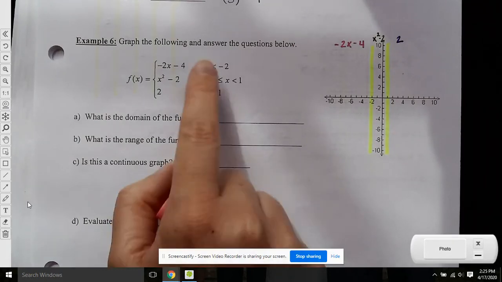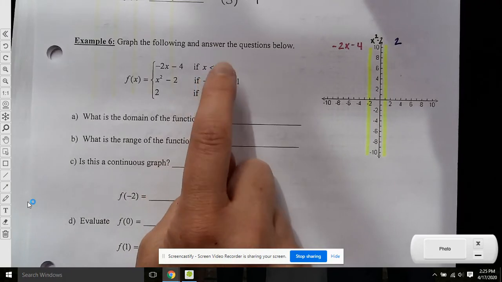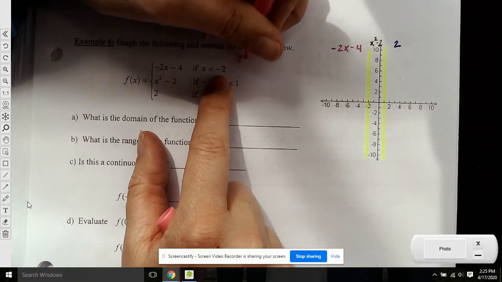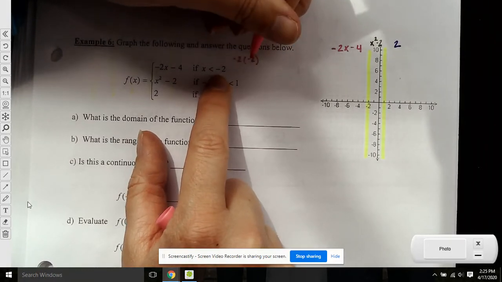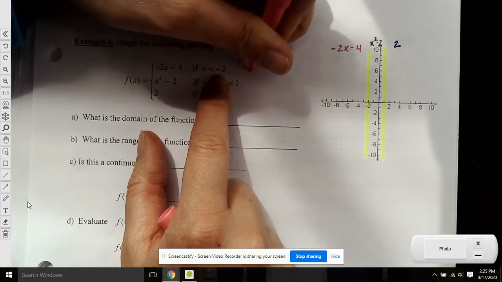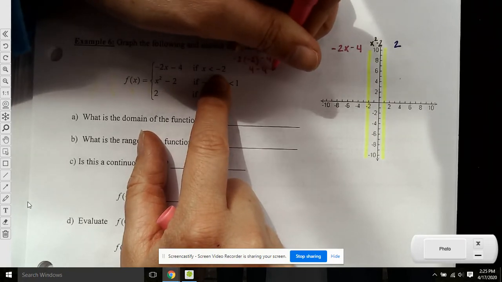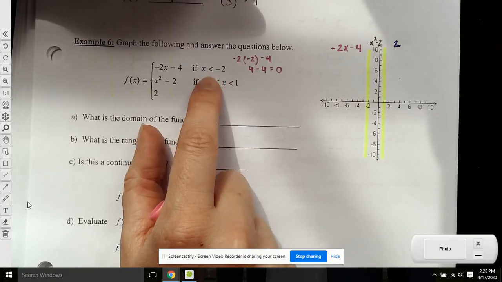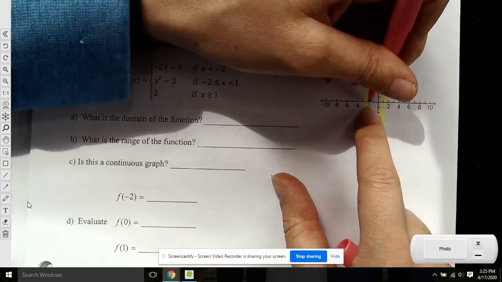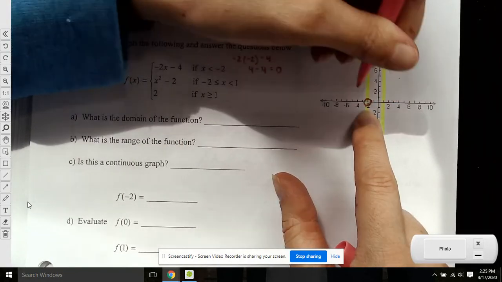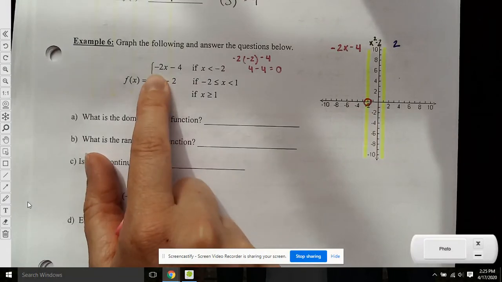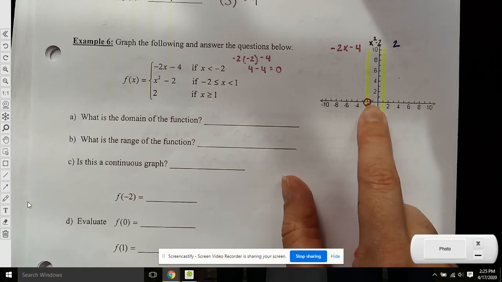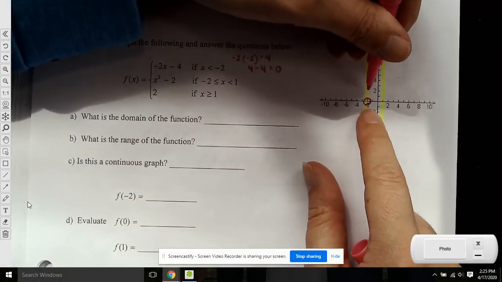Again, I'm always going to start with the boundary point. So I'm going to plug in negative 2 to see where it crosses that boundary. Negative 2 times negative 2, plugging in negative 2 for x, minus 4, becomes 4 minus 4, which is just 0. And notice I am going to have an open circle here because x is less than negative 2. Open circle at 0. Now my slope is negative 2. So that means I would go down to the right 1, or since I need to go to the left, I need to go up to the left 1.